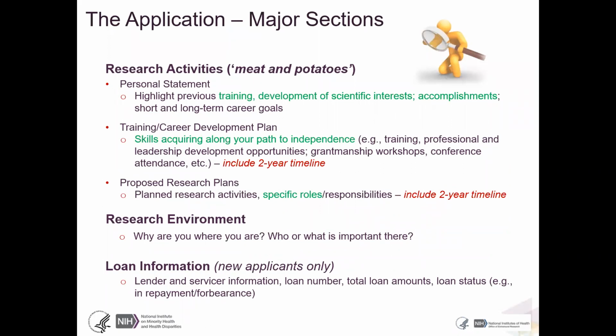A lot of what I'm going to say has already been addressed by the LRP staff and by Dr. Banyas, but there are several sections of the application. The research activity, which includes your personal statement. You need to highlight your previous training, your development of scientific interests, your accomplishments, and your short and long-term career goals. There is also the training and career development plan. You need to write about the skills that you want to acquire along your path to independence. Again, training, professional and leadership development opportunities, grantsmanship workshops, conference attendance.